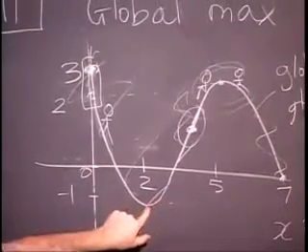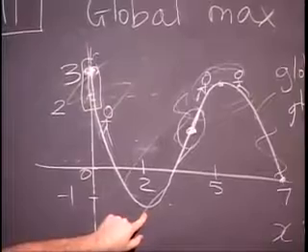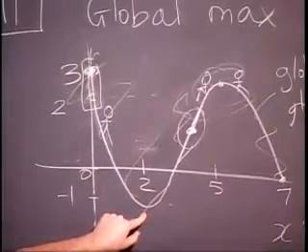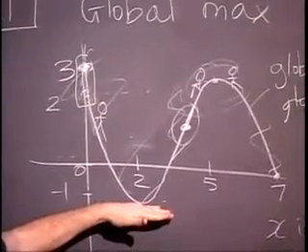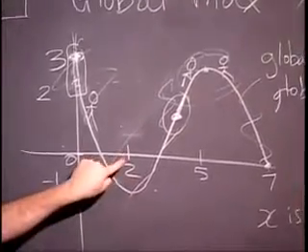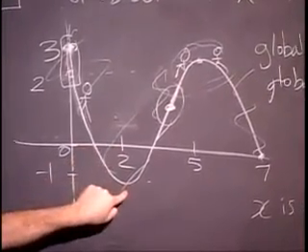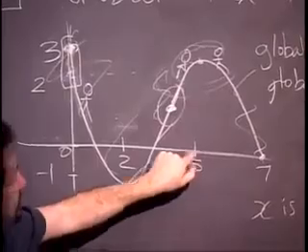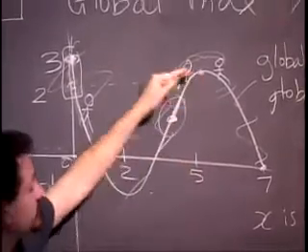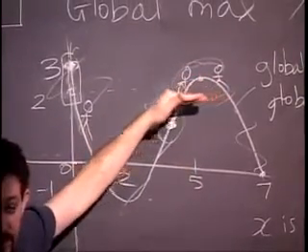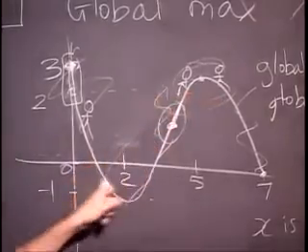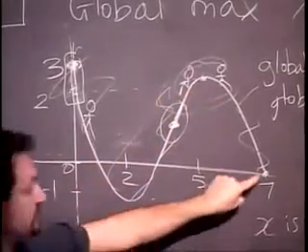This is a local minimum. It's also a global minimum. The derivative there is 0. That's a critical point. X equals 2 is a critical point. X equals 5 is also a critical point, but this is only a local maximum. It's not a global maximum. So what about 0 and 7?